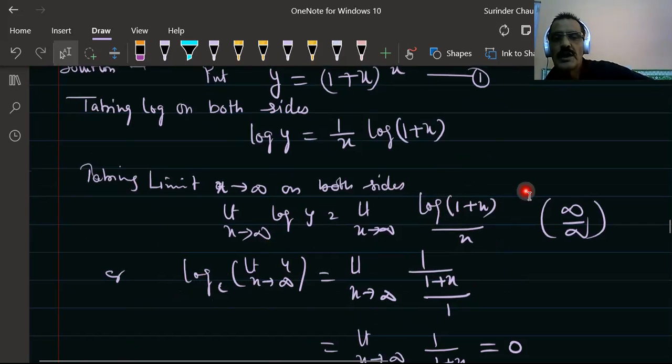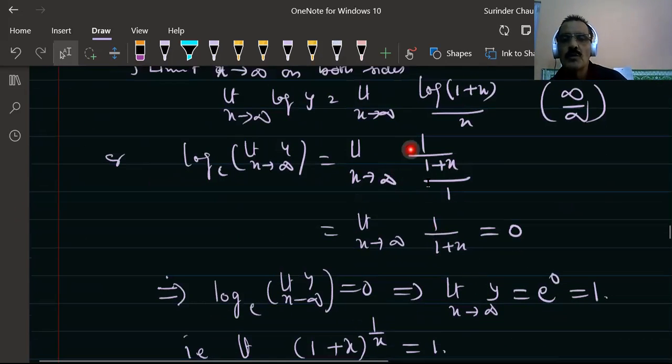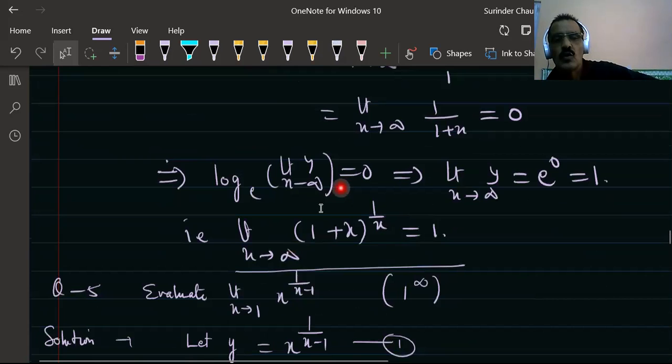We get 1 upon (1 plus x) times the derivative of (1 plus x), over the derivative of x, which is 1. Now taking the limit x to infinity, this is equal to 1 upon infinity, which is equal to 0. Now the log of the limit x to infinity of y to the base e is equal to 0. Therefore, the limit of y is e to the 0, which is equal to 1. Substitute the value of y here, same procedure.